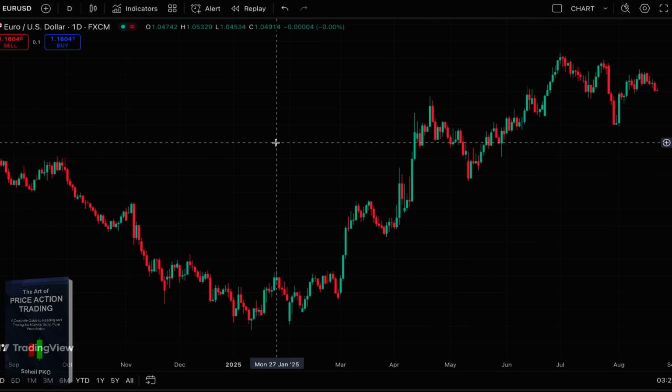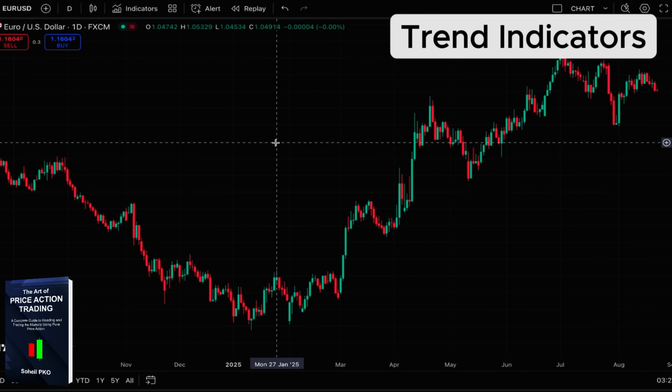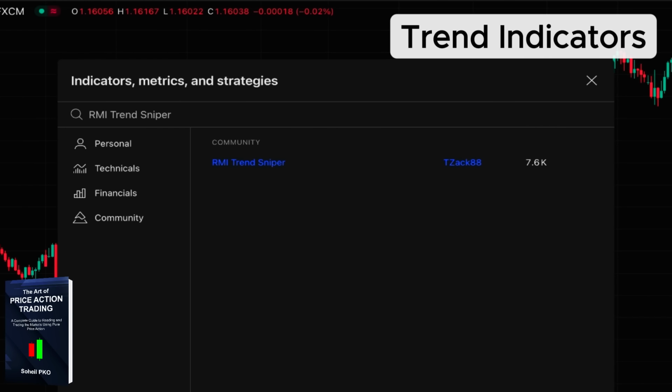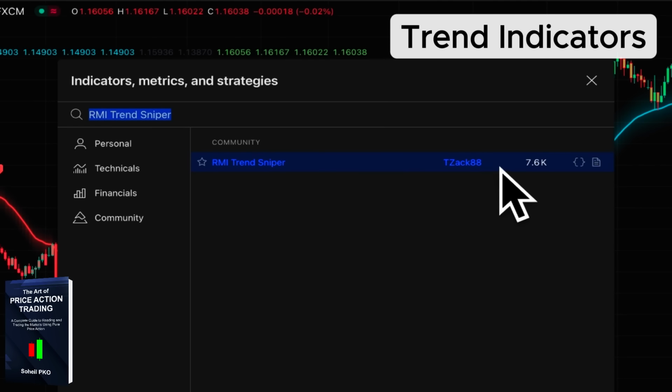Alright, let's begin with the first category, trend indicators. Trend indicators are indicators that can help you with trend identification. The basic form of a trend indicator is the moving average, but I'm going to introduce more advanced indicators rather than just a basic moving average. The first indicator that I want to introduce is RMI Trend Sniper, this one, which is written by TZAC88.